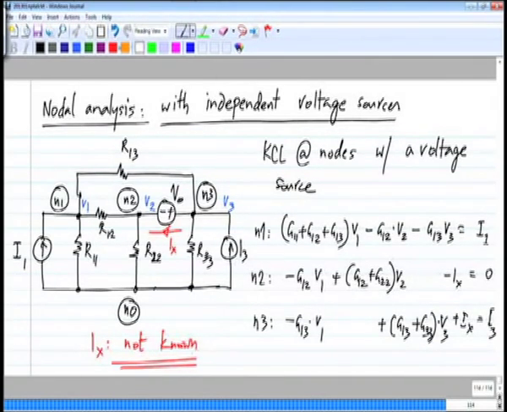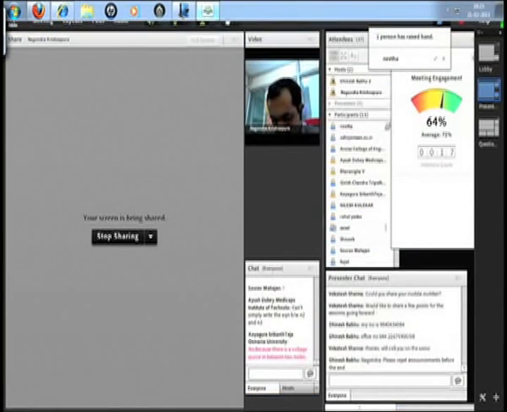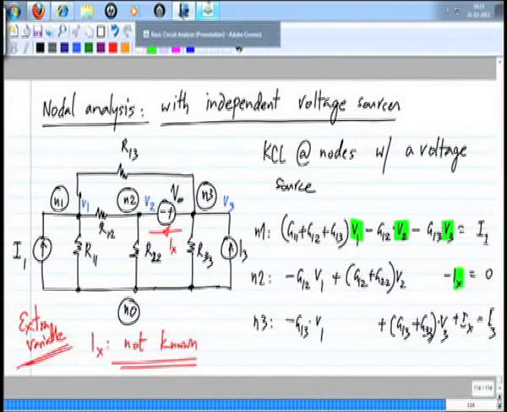So we have an extra variable Ix. The first equation is the same as before, and the second and the third have this extra variable Ix. So now I have four variables V1, V2, V3 and Ix, and only three equations. So how do I go about solving this? Is there an equation I am missing? This is a question for the participants. To solve for four variables, I need four independent equations. So where will I get the extra equation from?